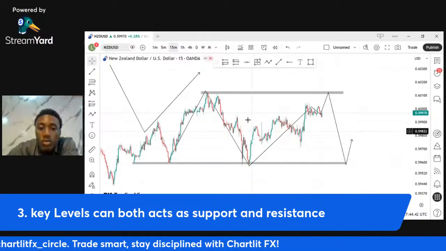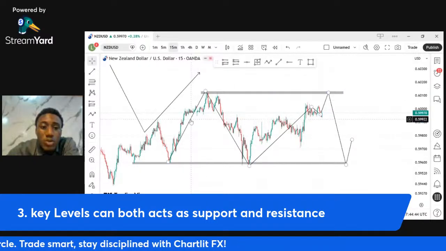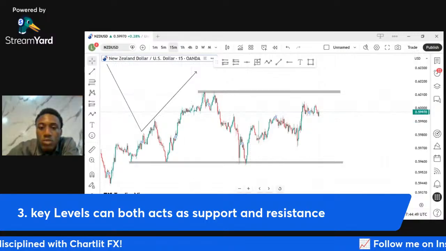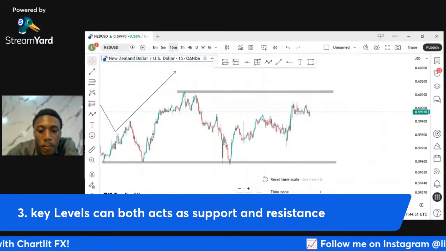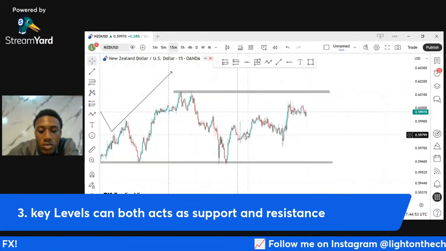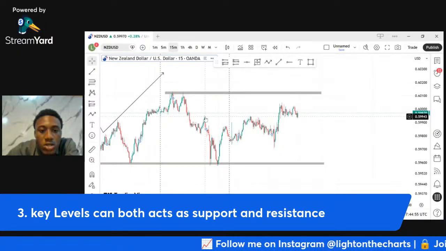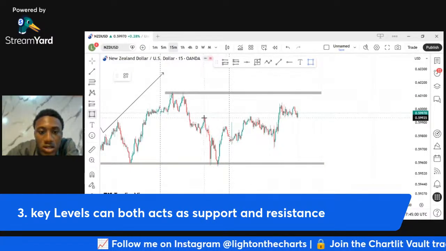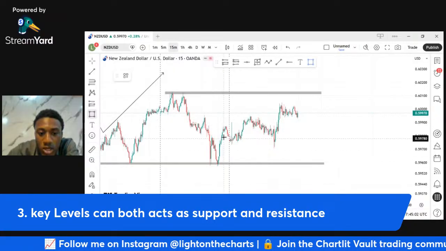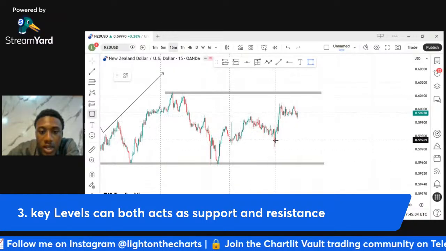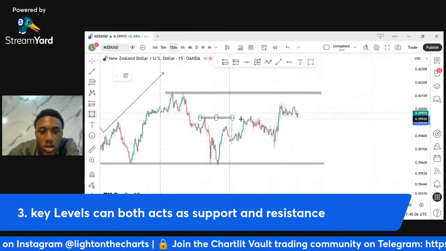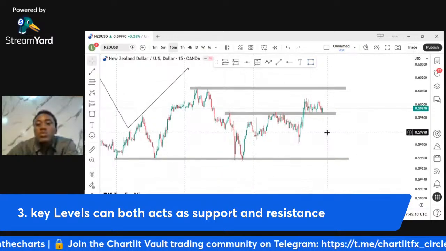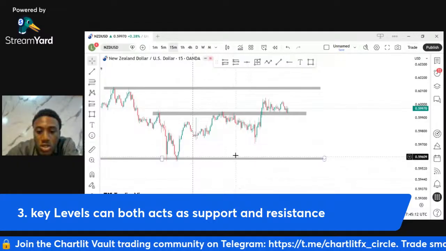Now, when I mean price can act both as support and also as resistance, let me show you guys something. Okay, so this is another key level. You can see price pulled away from this point down aggressively, came back here, dropped, came back here, dropped. So this is a key level, and mark it out. Now, this is what I mean by both support and resistance.